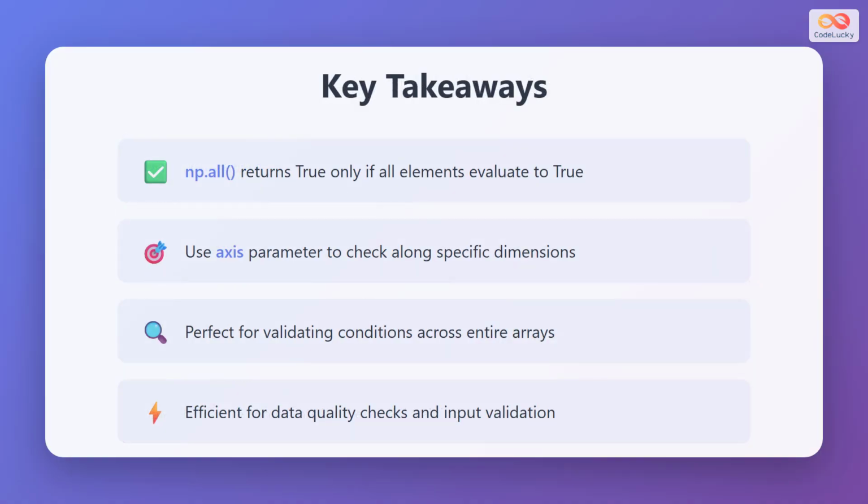Let's recap the key points. np.all returns true only if all elements evaluate to true. Use the axis parameter to check along specific dimensions of your array. It's perfect for validating conditions across entire arrays efficiently, and it's highly efficient for data quality checks and input validation. Understanding np.all will help you write cleaner, more reliable code for array validation tasks.